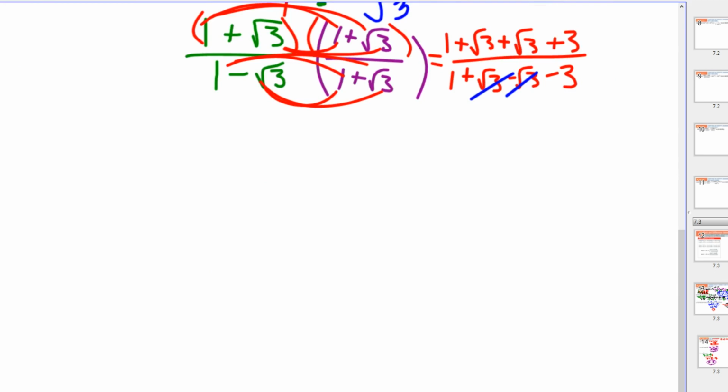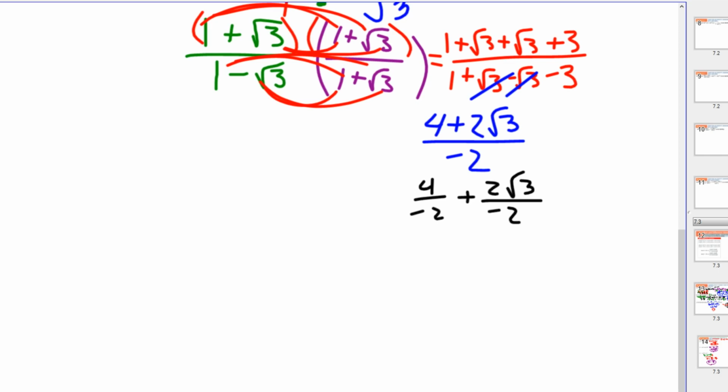What happens is those two square roots cancel out. Cleaning up like terms, I have 4 plus 2 square root of 3 over negative 2. And now I can reduce this. You can think about splitting the fractions, or skip this step if you want to. I usually skip that step. That reduces to negative 2. That reduces to negative square root of 3. There's your answer.